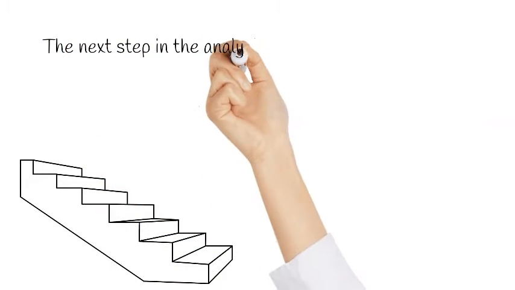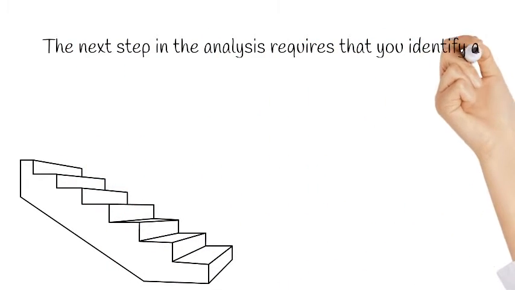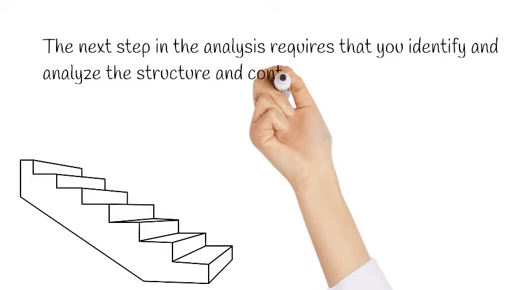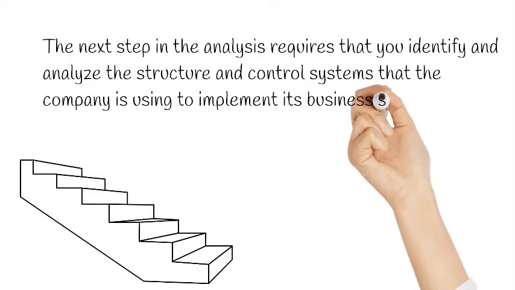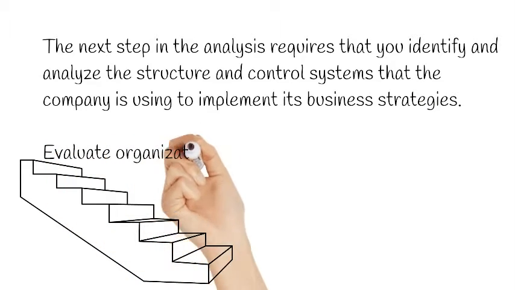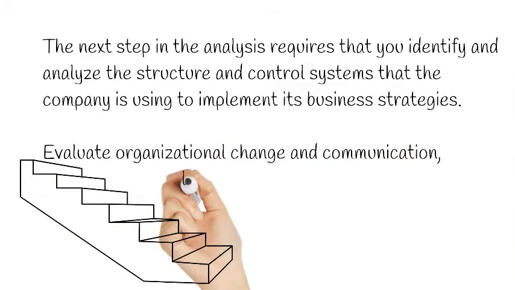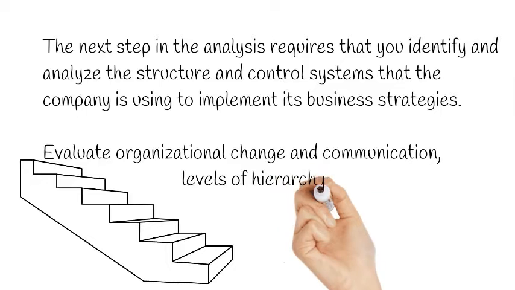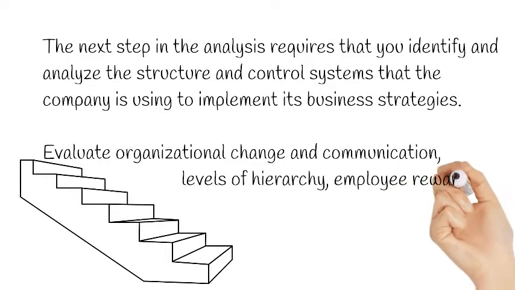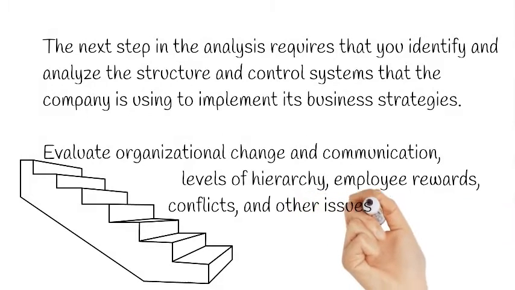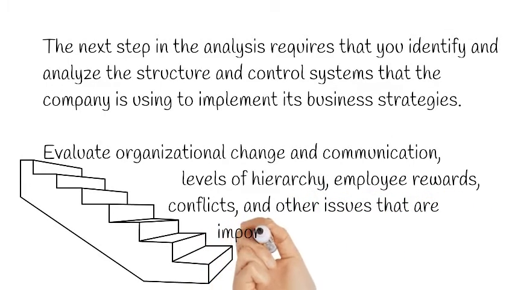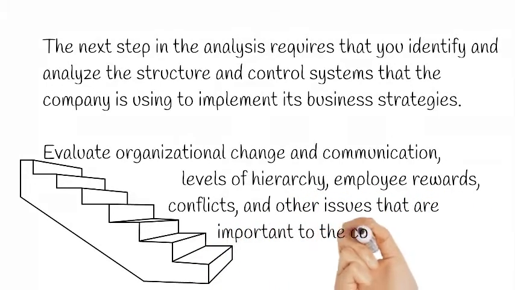The next step in the analysis requires that you identify and analyze the structure and control systems that the company is using to implement its business strategies. Evaluate organizational change and communication, levels of hierarchy, employee rewards, conflicts, and other issues that are important to the company.